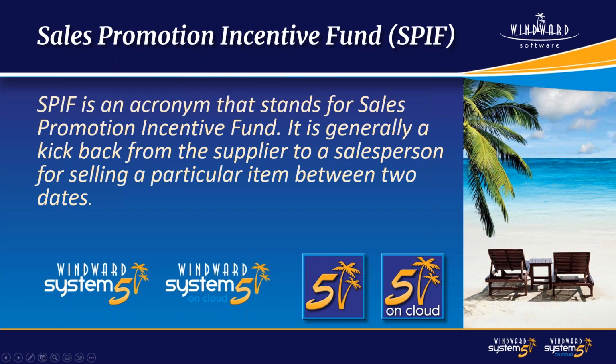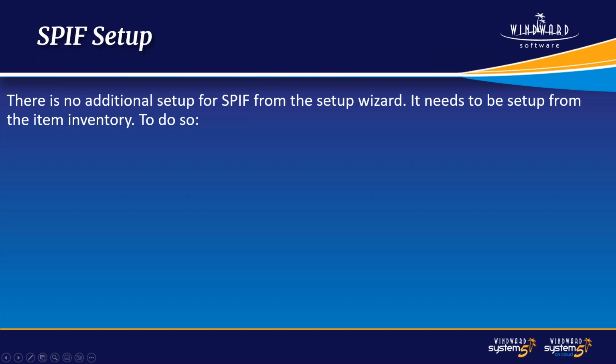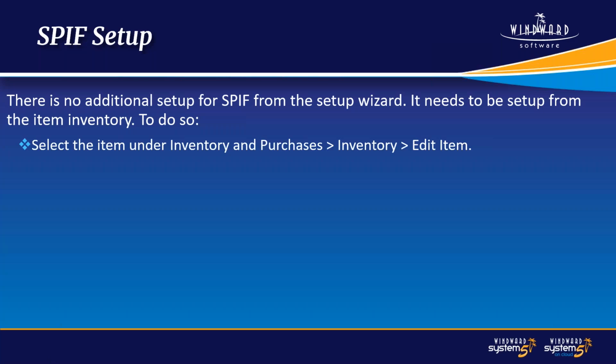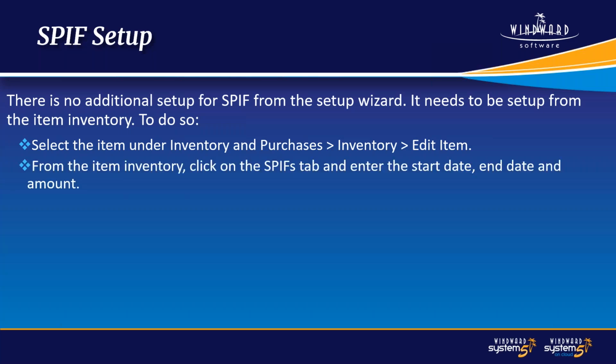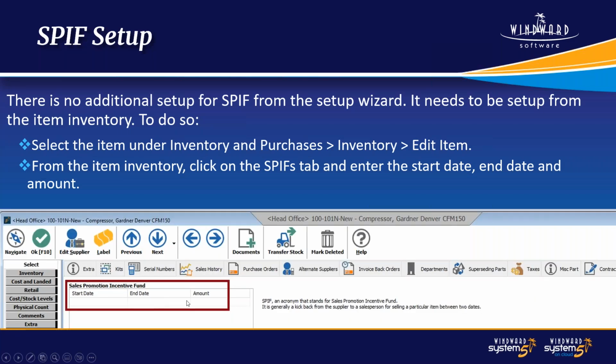For the setup, there is no additional setup for SPIFF from the setup wizard, so it needs to be set up from the item inventory. To do so, you just need to select the item under inventory and purchases, inventory and edit item. You just need to search for the part. From the item inventory, you just need to click on the SPIFF tab and enter the start date, the end date, and then the amount.